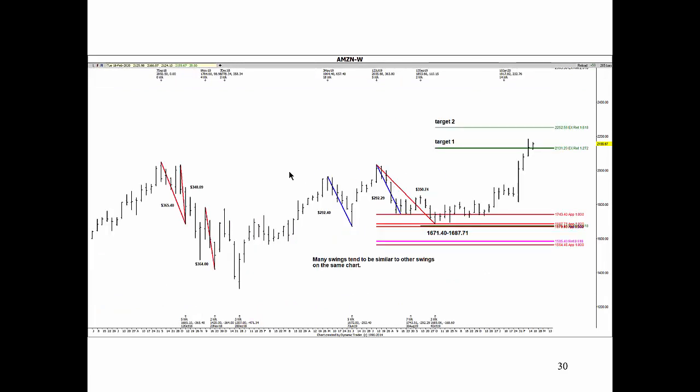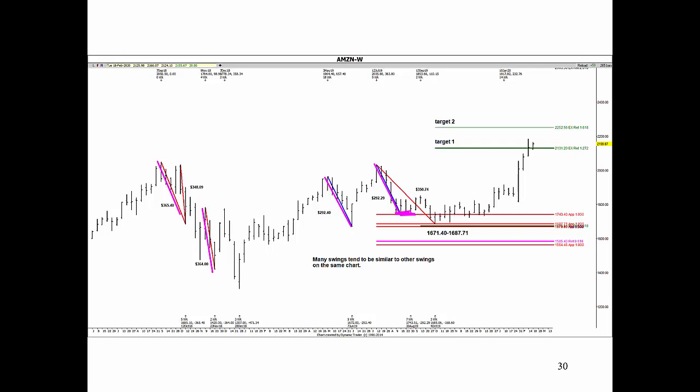This next example is Amazon on the weekly chart. Okay, so when Amazon went psycho a while back, I had to back it up and look at the bigger picture work because the work on the daily charts wasn't really giving me enough information because I couldn't see enough of these back swings. And you will find that many swings are similar to other swings on the same chart. I mean, this swing is 365. This swing is 364. This swing was 290-240. This swing was 290-229. Now you had an initial bounce off of this area, but it never went to target.